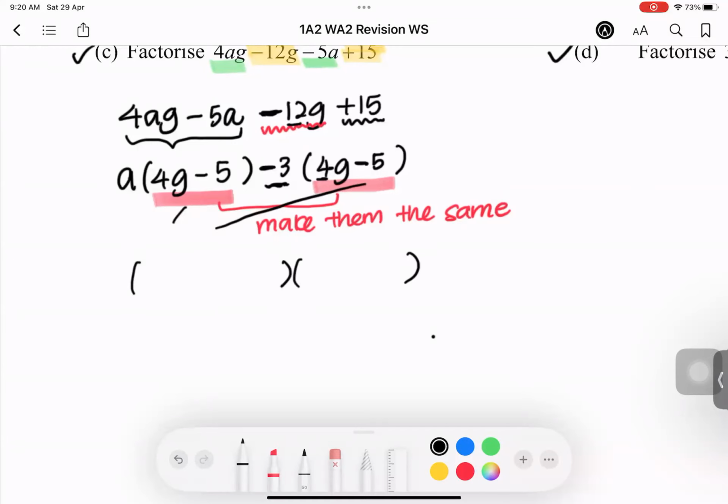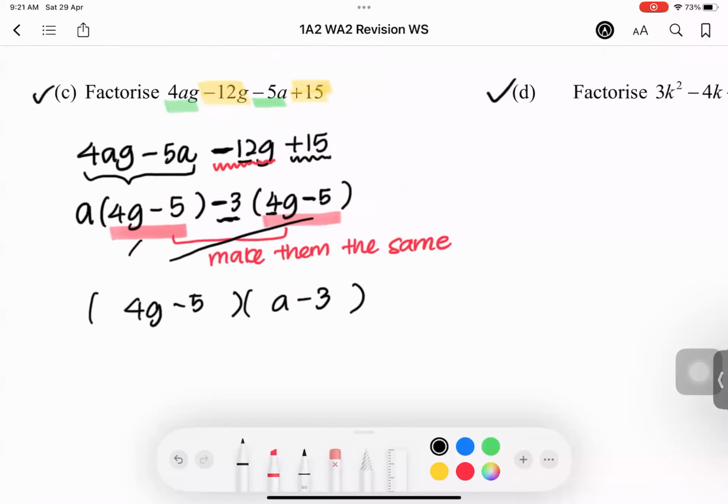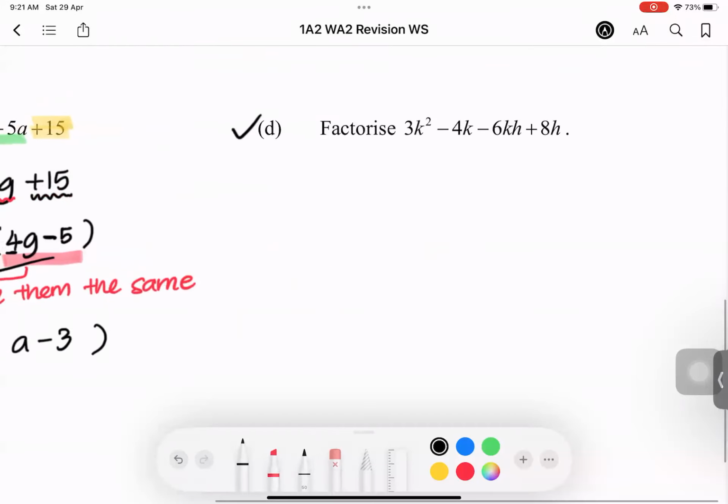Derek, will you be able to give us the answer? What's inside the brackets? 4G minus 5. Correct. Then the other one? A minus 3. Correct. Wonderful. So we got our first question correct. Second question, we try this.